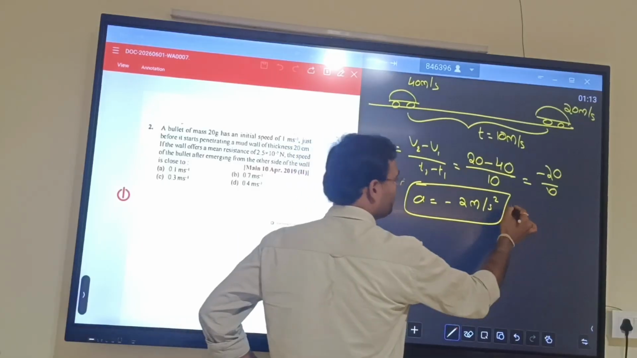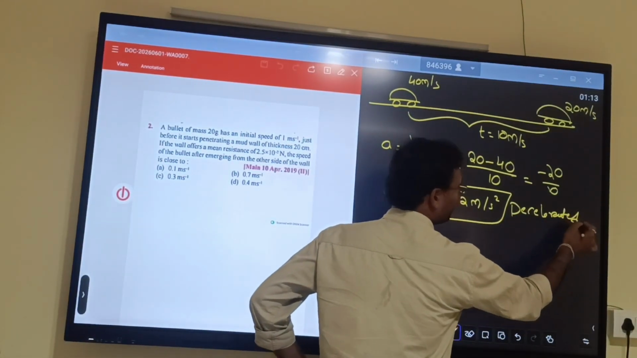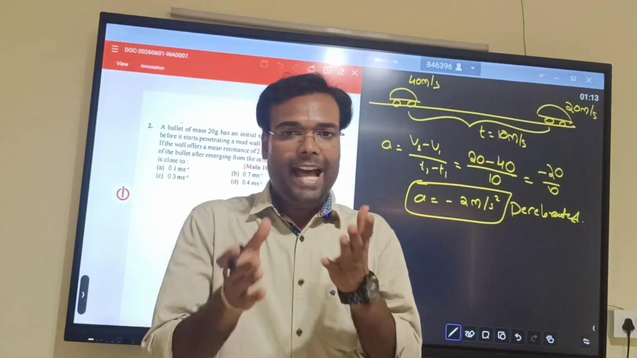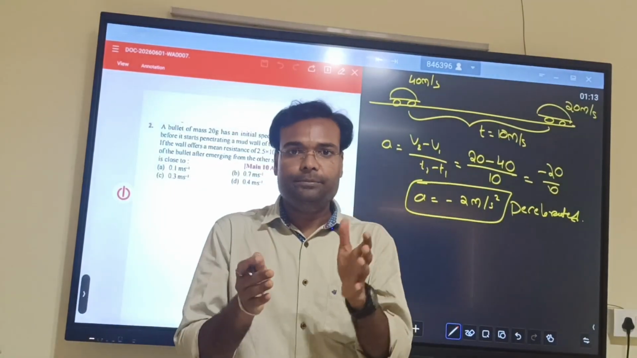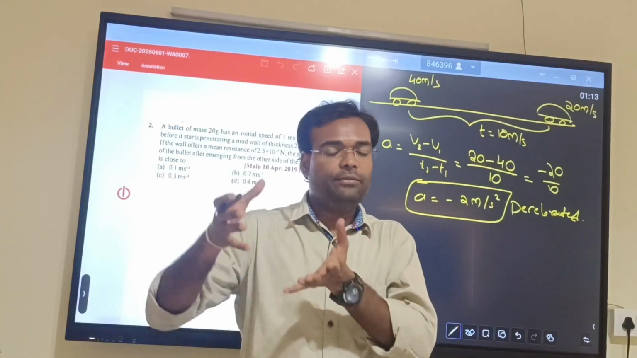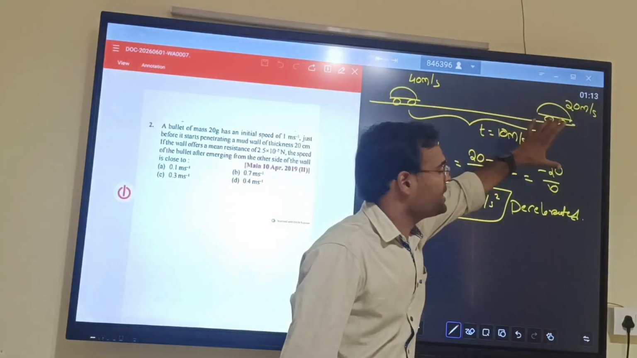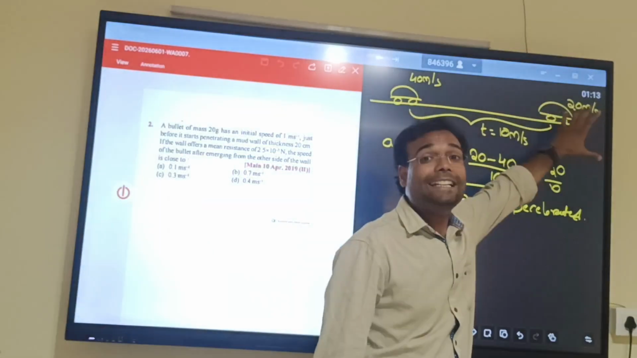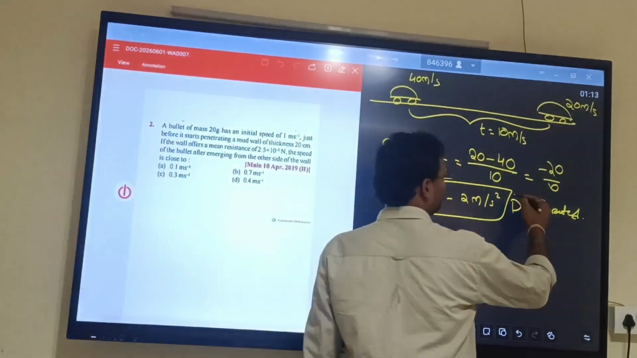That means the object is getting decelerated. That means as the object moves from one location to the other, its velocity is decreasing with respect to time. So that is what is called deceleration.